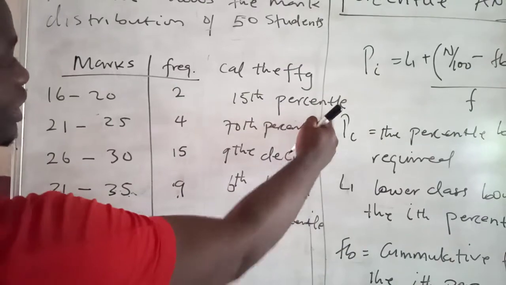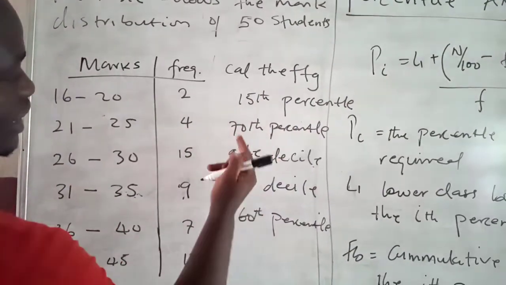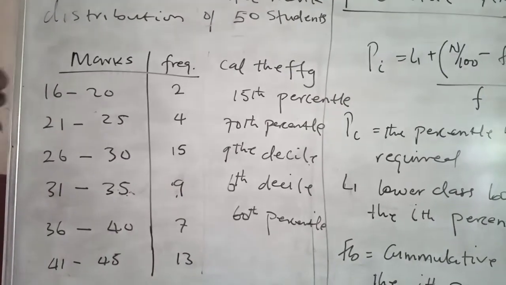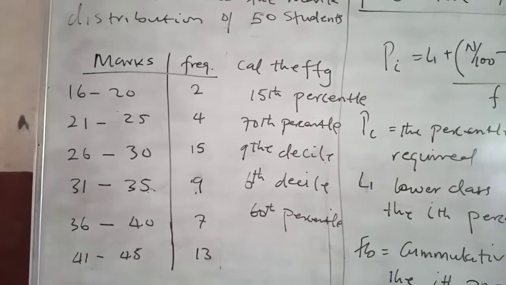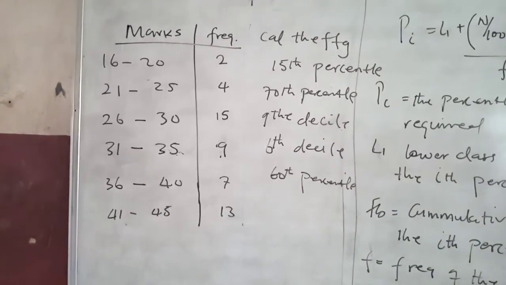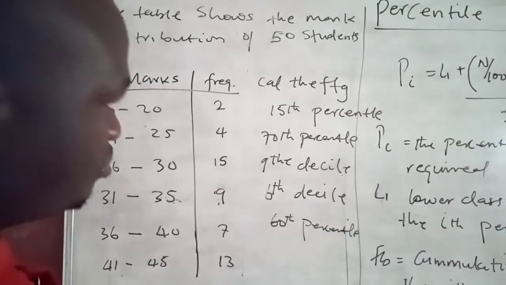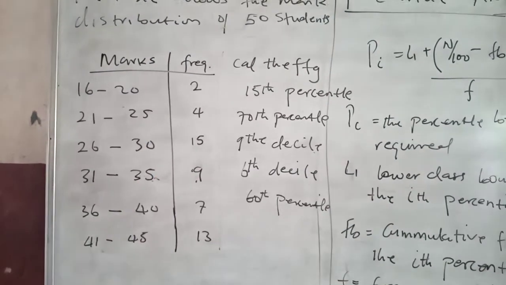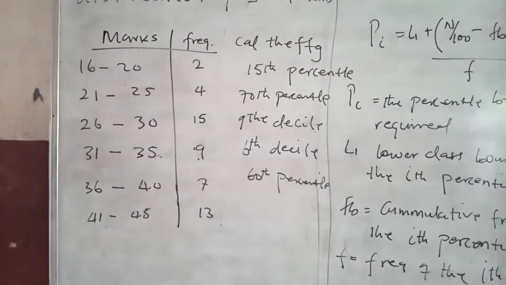The 15th percentile, the 70th percentile, the 9th decile, the 6th decile, the 60th percentile. Are you guys with me? So this is very easy. Of course it is, because all you need to do is what? Find what you are being required to find and just insert it into this formula. The answer will be flowing naturally.